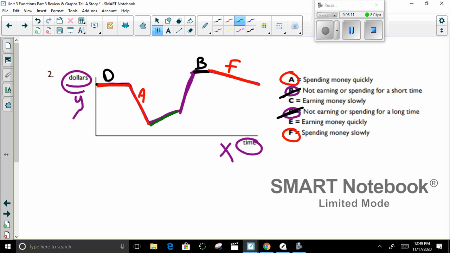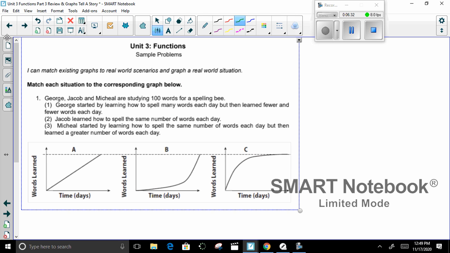These last two, this increases, and then this really increases quick. So earning money slowly or earning money quickly. This one would be your slowly, and that one would be earning my money very fast. So take it step by step, break it down, see what you got going on there. Let's go to these next two.